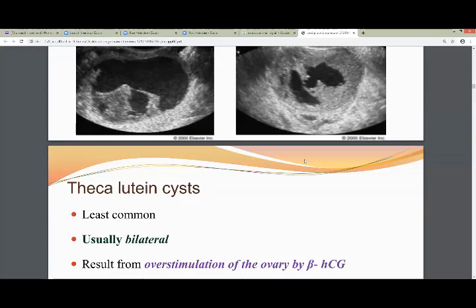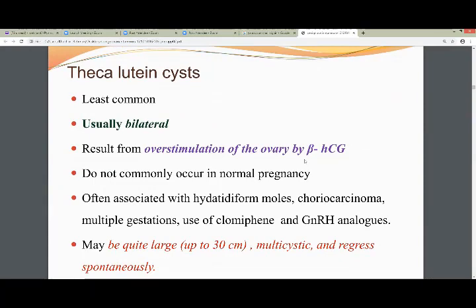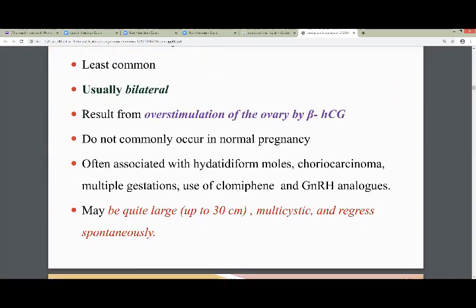You can also encounter them in cases of multiple pregnancy, where beta HCG levels are higher because of the increased size of placental tissue. You can have beta HCG stimulation in cases where you are giving management for subfertility with ovulation induction, and in those cases also we can come across them. Normally, they don't occur in a normal pregnancy, but can be associated with hydatidiform moles, multiple gestation, and use of ovulation induction. They may be quite large and multicystic, but they regress spontaneously as the pregnancy advances.